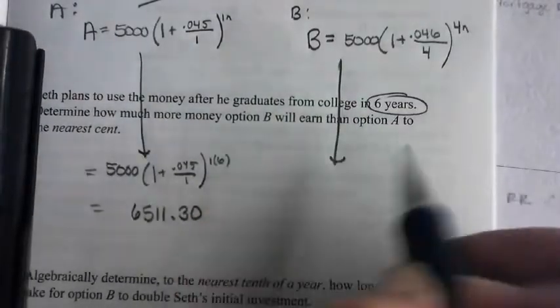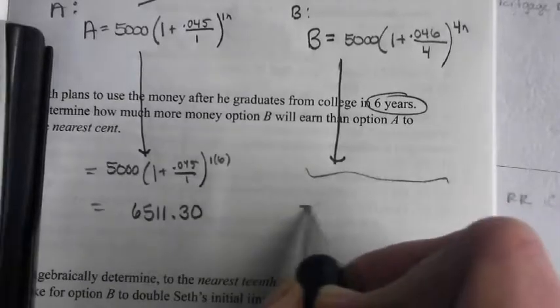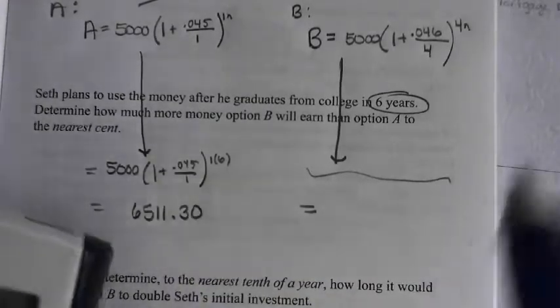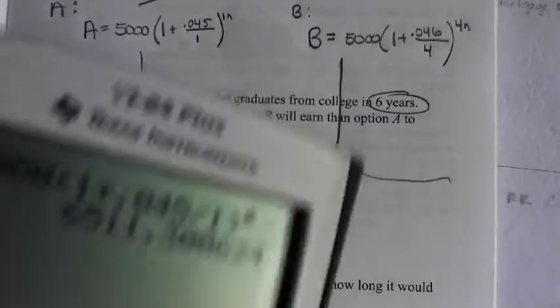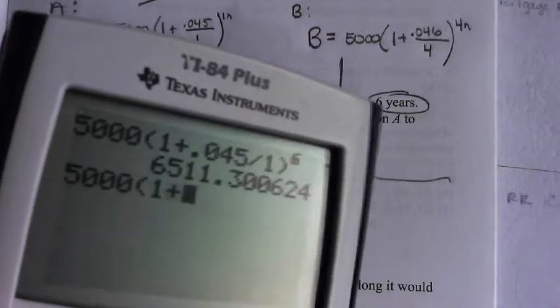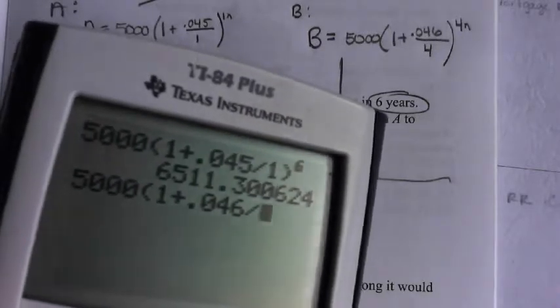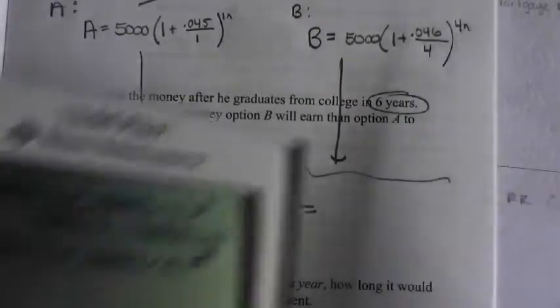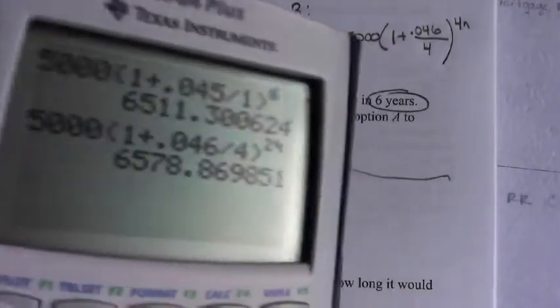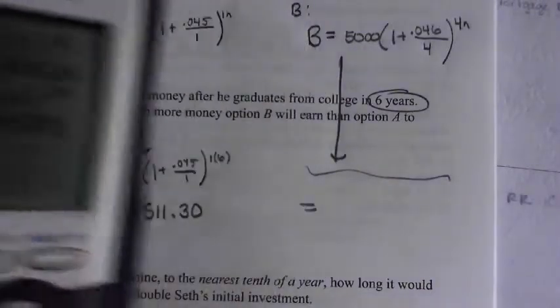Option B, same thing. You could show your work just in case you type something in wrong on your calculator, so the reader knows that at least you get partial credit for knowing to plug in 6 years. That would be 5,000, 1 plus 0.046 divided by the quarterly 4, raised to the 4 times 6, which is the 24th power. That's $6,578.87.